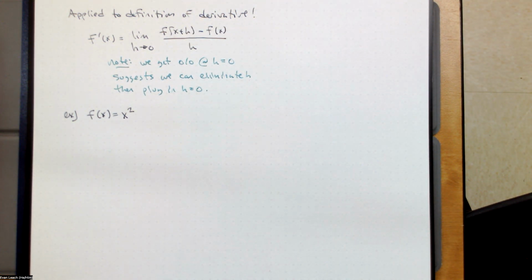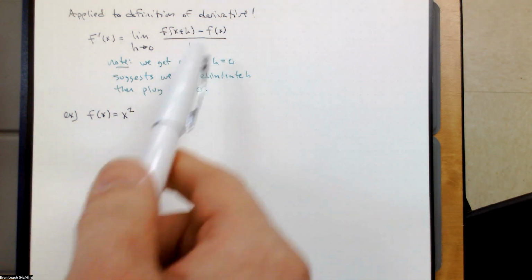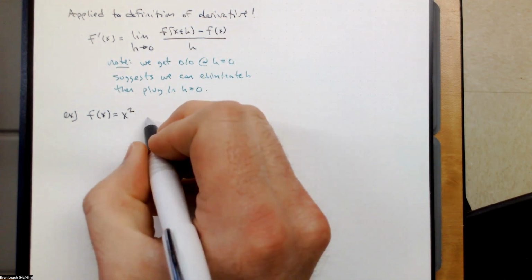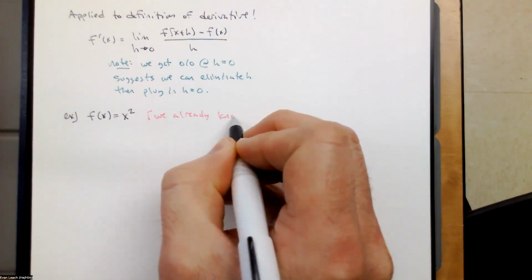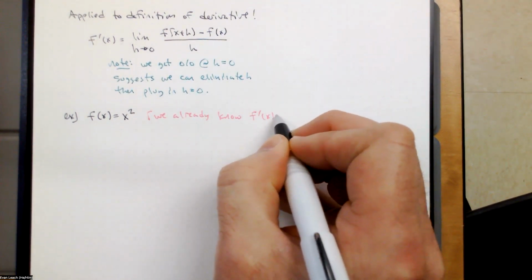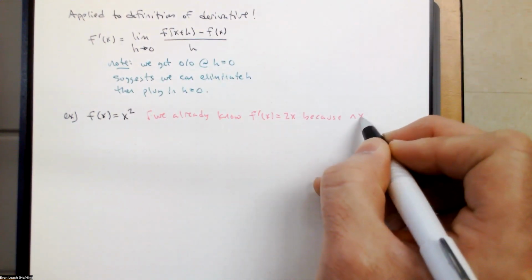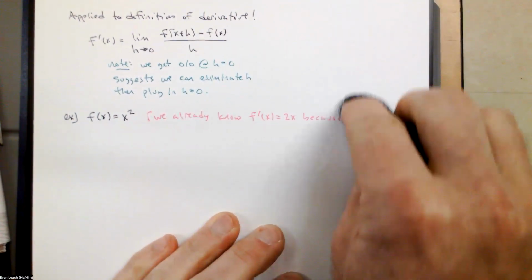So first of all, note that we already know the derivative of x squared is 2x. That's not the point. The point is putting our algebra together with the things that we understand about the slope, the derivative being a slope of a secant line that we make look like a tangent line. So we already know f prime of x is equal to 2x because of n x to the n minus 1. My 2, though, looks too much like an n. I gotta fix that.